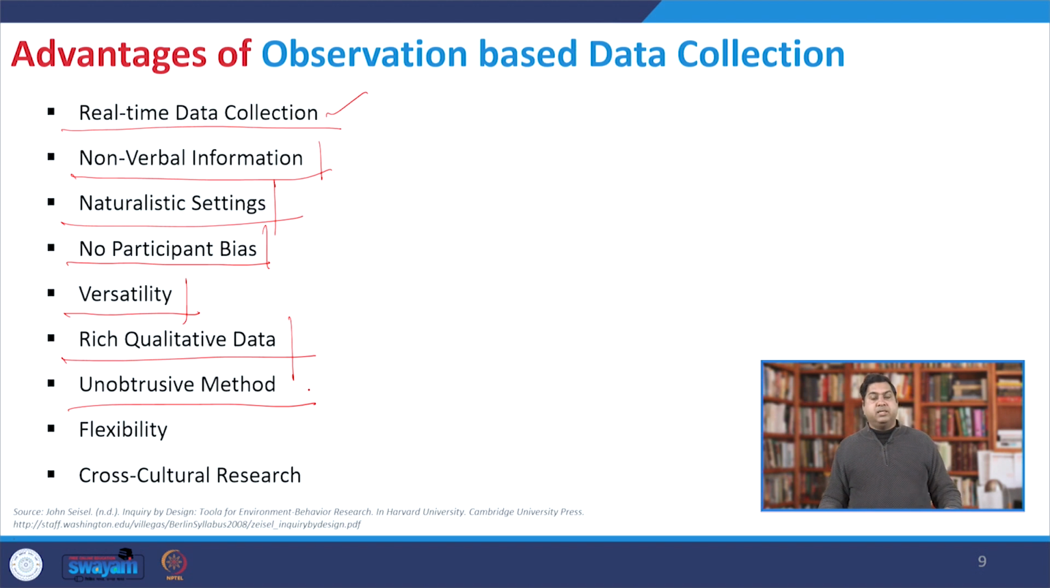Unobtrusive method, so in this case definitely you are not going to intervene with the participants. Flexibility is that you can have a series of methods by which you can do this particular observation, and it will also help in cross-cultural research where you want to capture, as I already mentioned, different cultural groups, languages, and ethnicities. That will not matter, so you don't need to modify your questionnaire, which is the case in a participation survey. So an observation survey you can do in a very good manner.